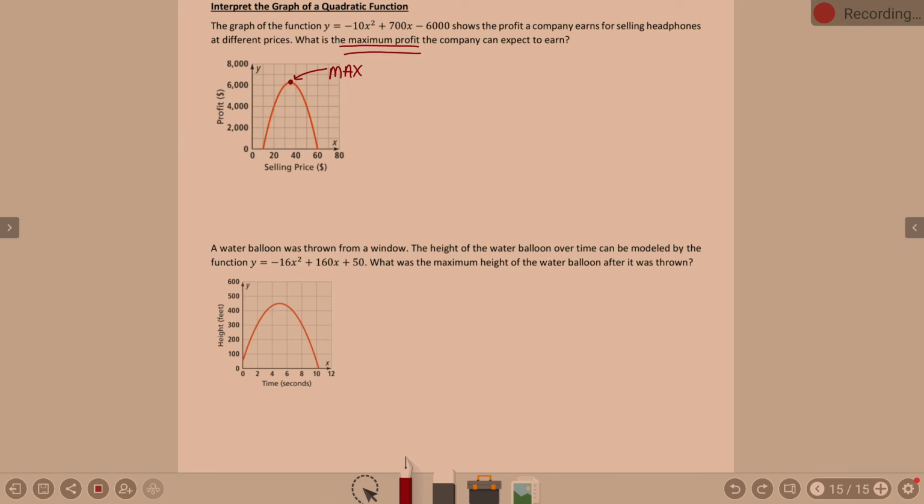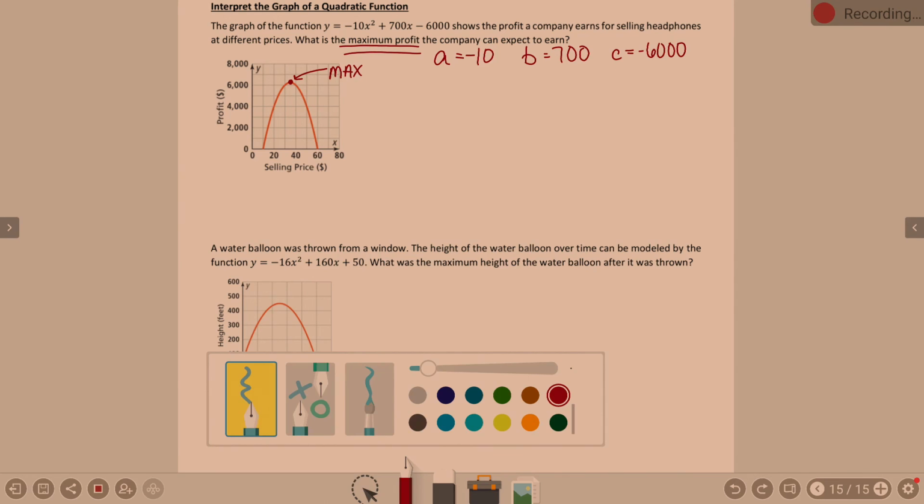Can you identify your ABCs? A is -10. B is 700. And C is -6,000. Big numbers, part of the reason I say you want the calculator. Okay. What do we find before we find the vertex?